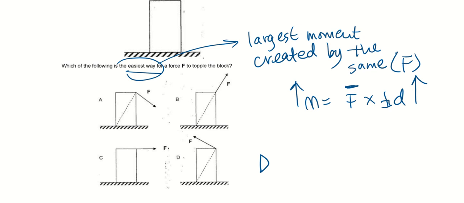Why not A? I'm going through the background concept first. You need to know where the largest perpendicular distance is, because F is the same throughout. If I'm looking for the largest moment, my perpendicular distance must be the largest. That means you must be able to determine where the pivot is. So you have to imagine if A is subjected to a force like that, how will it rotate? Where will the pivot be?